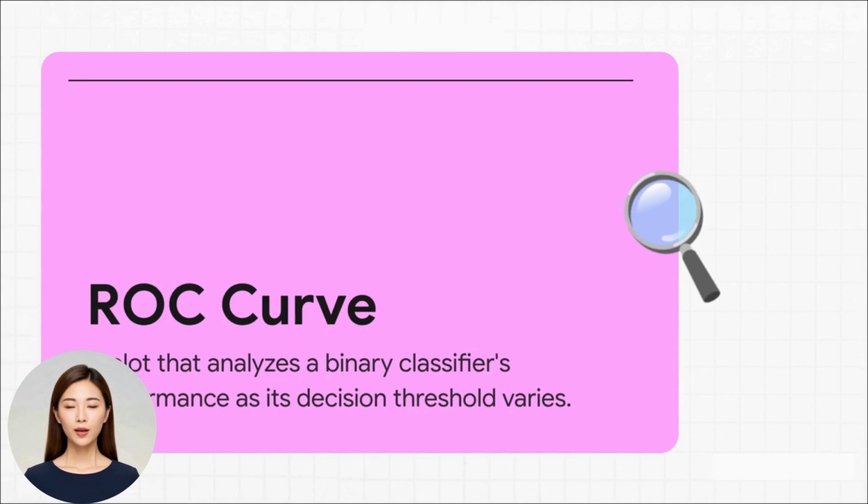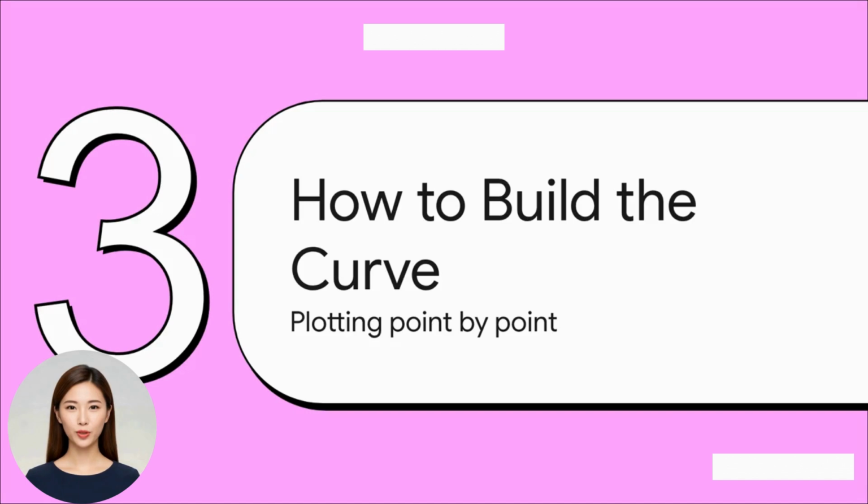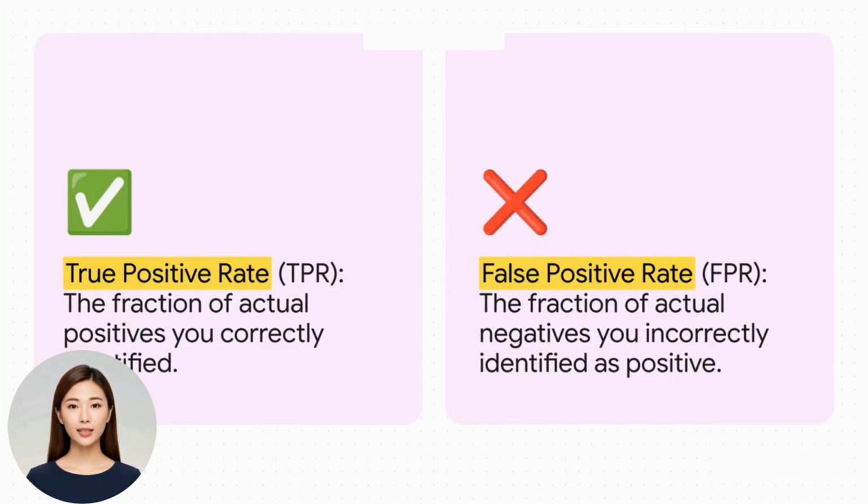It's simply a graph that shows us the performance of our binary classifier across every single possible setting of that sensitivity dial. It beautifully lays out the trade-offs you're making every time you turn that knob. So how do we actually draw this thing? Well, it's all about plotting two key metrics against each other. These two rates are the heart and soul of our graph.